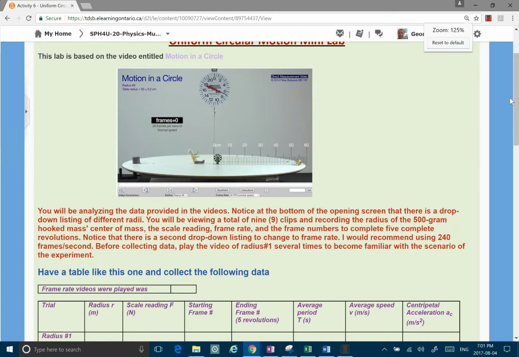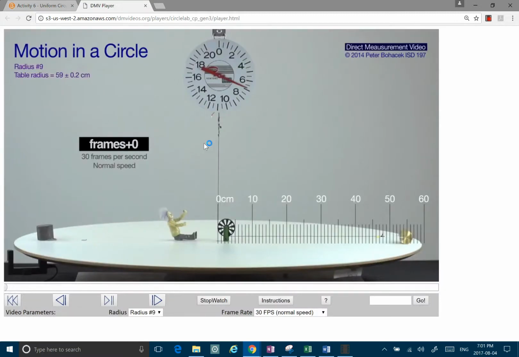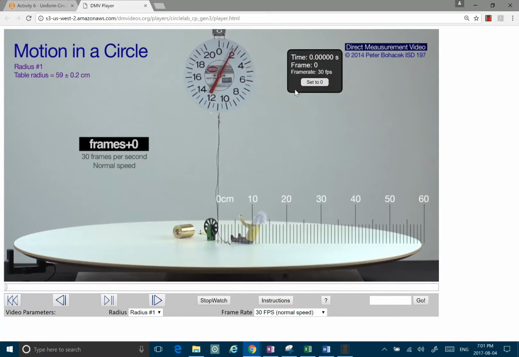It opens on a separate video player. So again, either click here, motion of circle, or on the picture. I'm clicking on the picture. Here is the video. So we'll start from radius 1. All right. We can even put a stopwatch, and we can go with 240 frames per second. All right, and we have to keep that in mind.